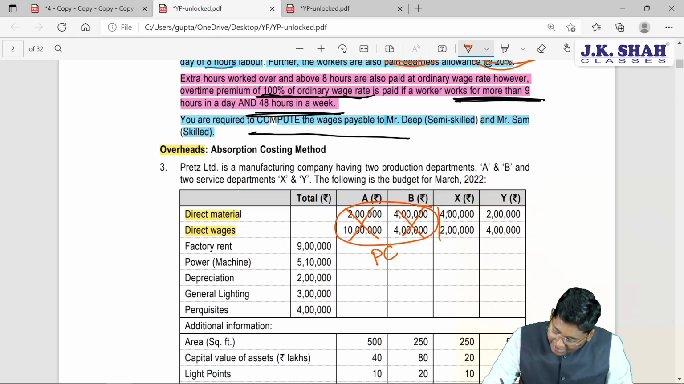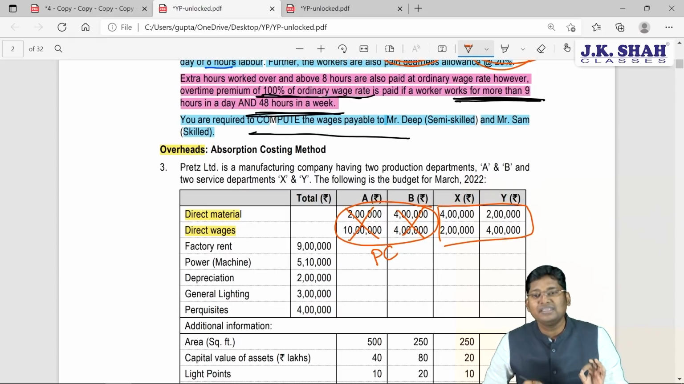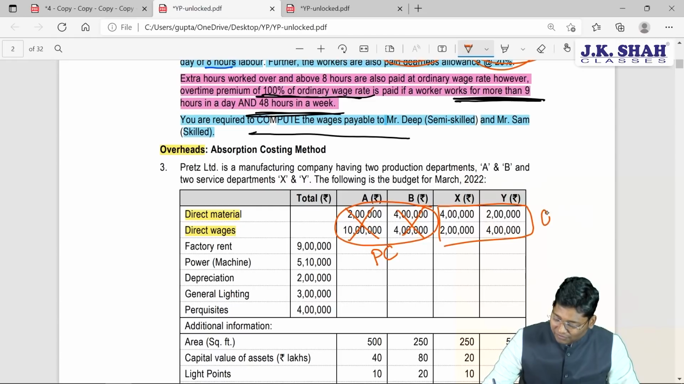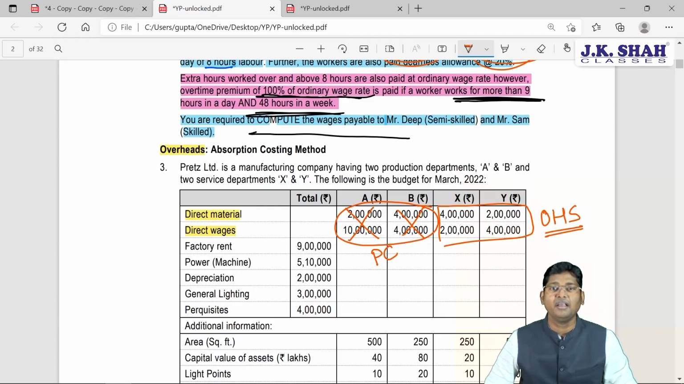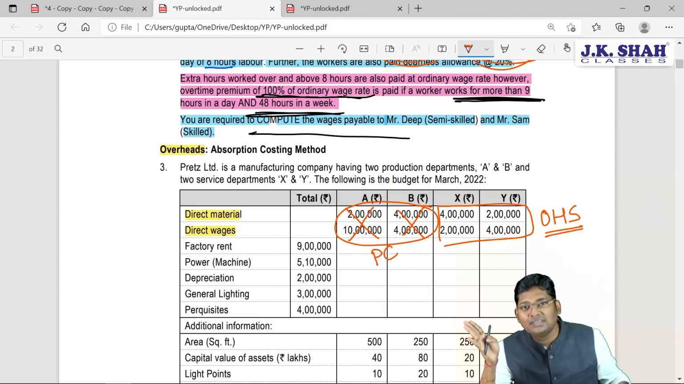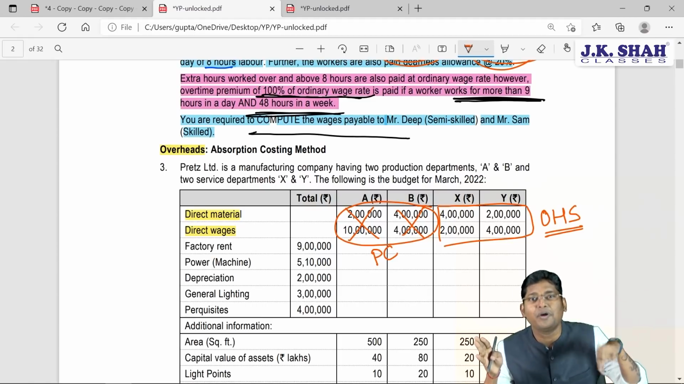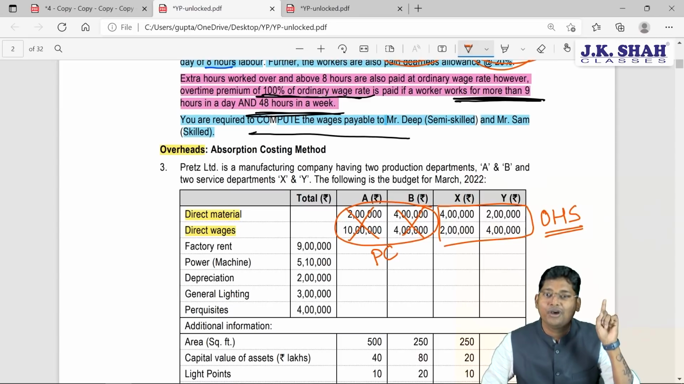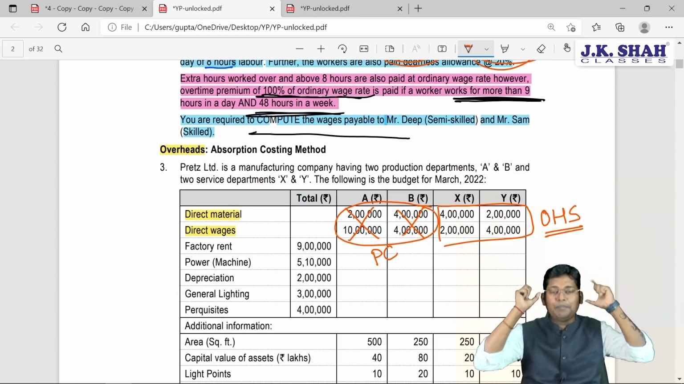But whatever expenses are incurred by your service department, whether they are direct in nature or indirect in nature, we should always treat them as overhead, because they are incurred by the service department for rendering services, not for production purposes. So direct material of your service department is an indirect cost for the production department. Direct wages of your service department are an indirect cost for your production department. So think from the production department's point of view.